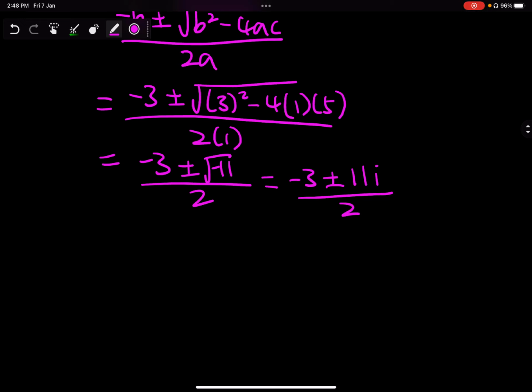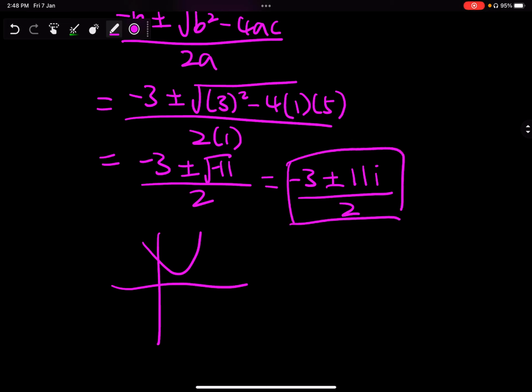And since this equation doesn't have any real solutions, it probably looks something like this, where the graph does not pass through the x-axis. Therefore, there are no real solutions, but there are complex roots, and this will be your solution for that equation.